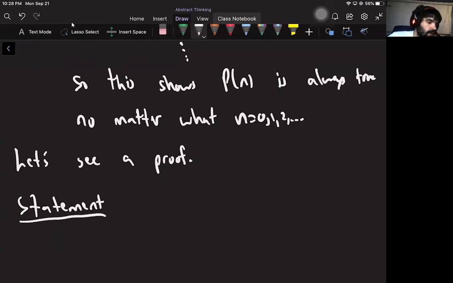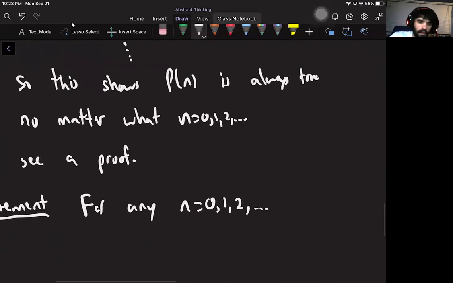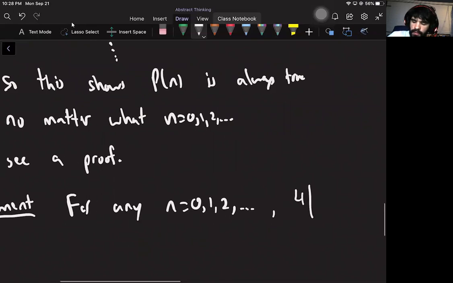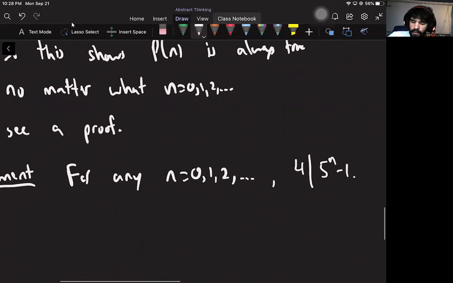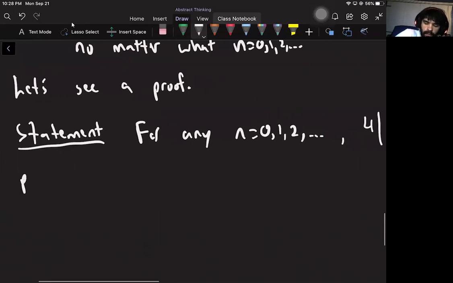Okay, so here's the statement I started with. For any number in the list from 0 all the way up to infinity, just including whole numbers, 4 divides 5 to the n minus 1. Okay, so we are going to do an inductive proof. So stick with me here.